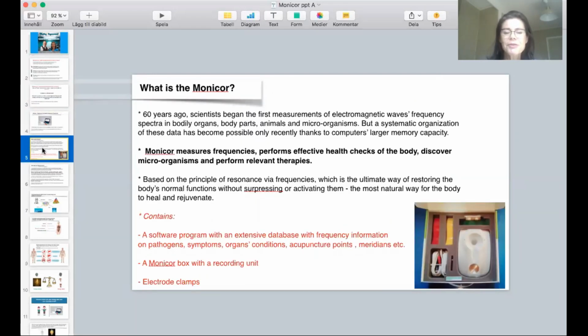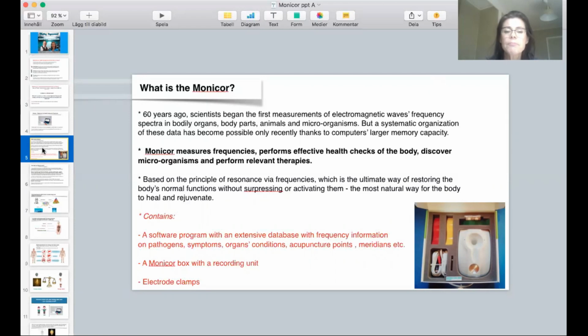So then, what is the Monicor? Well, over 60 years, scientists from different countries have been measuring the electromagnetic waves frequency spectra in the body's organs and body parts, and also in animals and other microorganisms. But the problem was that 60 years ago, it was not possible to gather all the data. But today, thanks to computers' larger memory capacity, it has been possible to systematically organize all the data that we need in order to do what we're doing today and what we are going to be talking about.